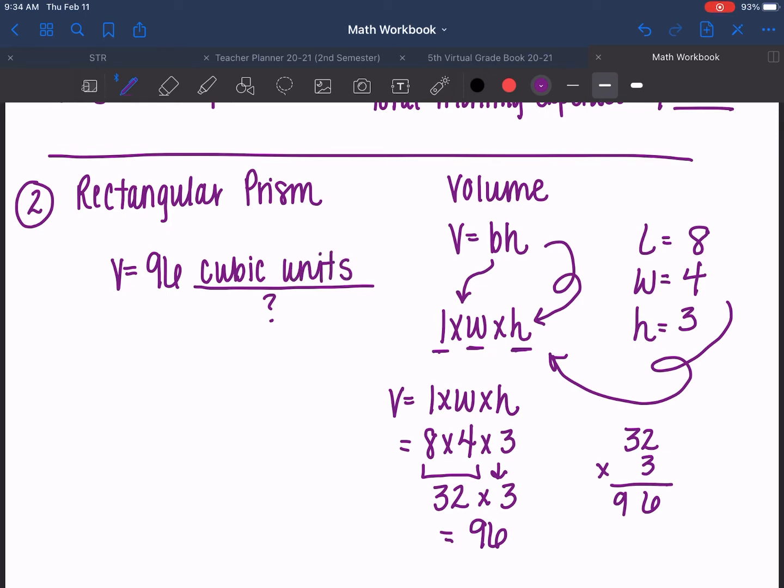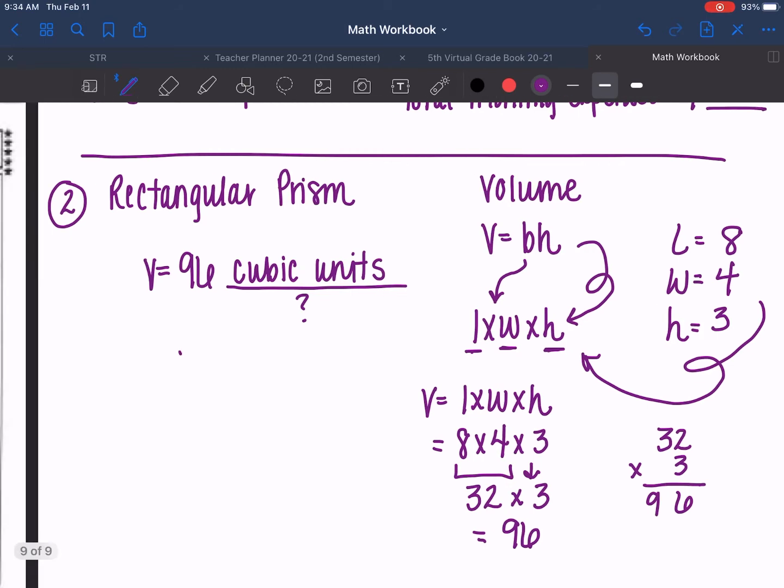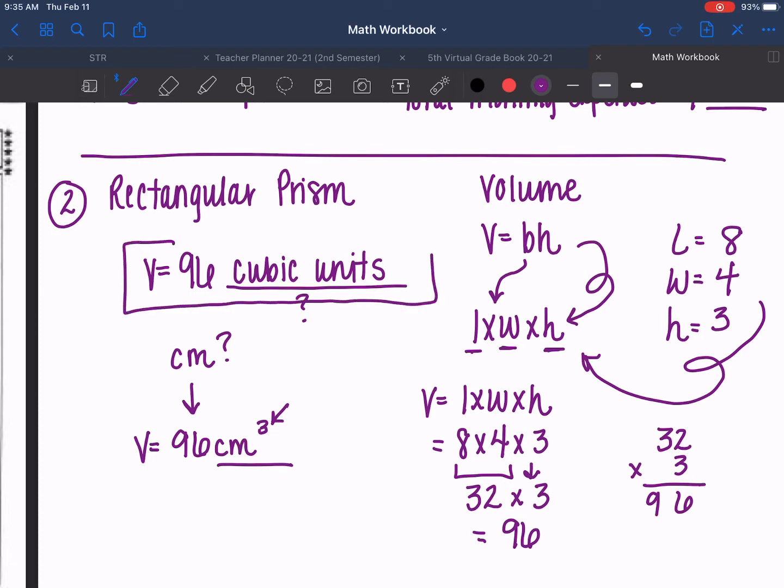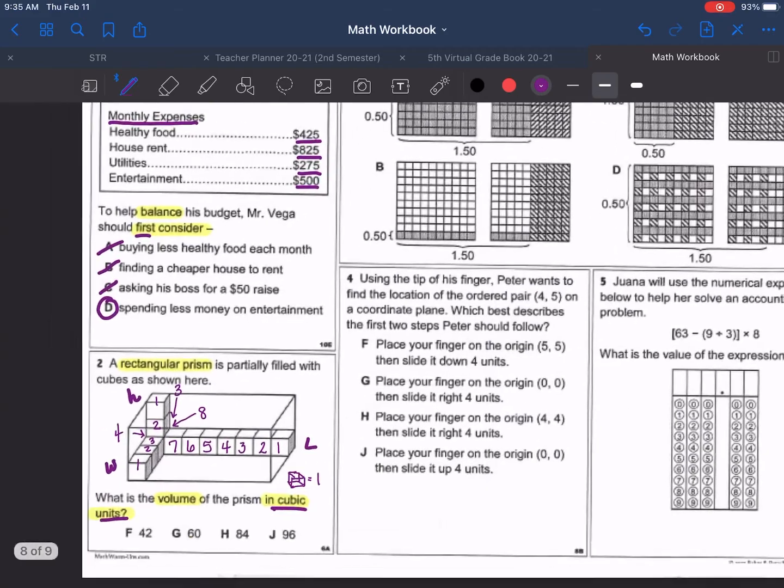That's our measurement. Now, what about if the picture had measurements like centimeters? What would our answer look like? Well, it would look like this. It would look like V equals 96 centimeters cubed. The cubed is very, very important. We cannot forget it when we're looking at volume. But for now, in this question, our answer is 96 cubic units.